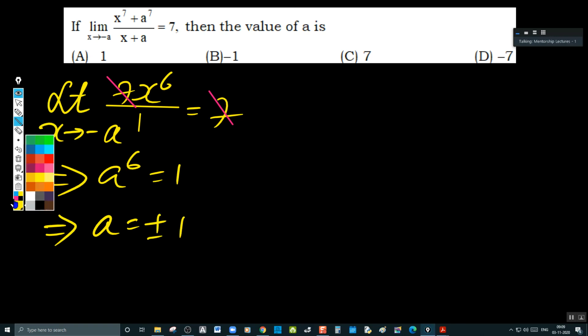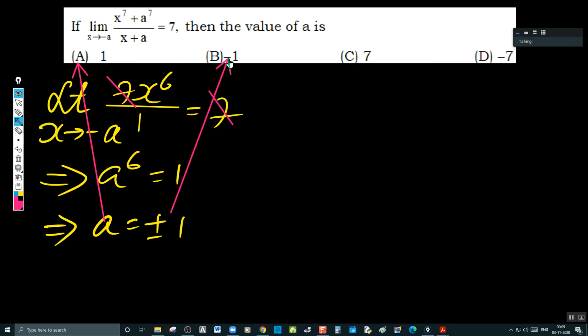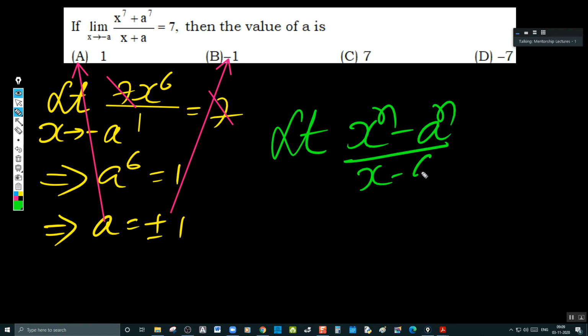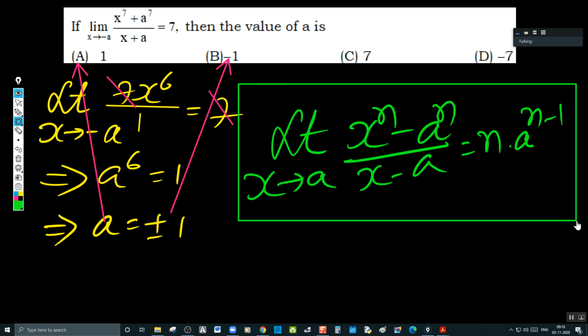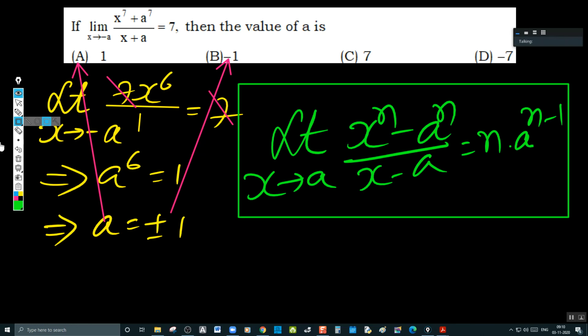It is a simple problem, and even if you don't remember the derivative method, that is L'Hospital's rule, you can do this. Which formula is to be used here? Limit of (x^n minus a^n) upon (x minus a) as x tends to a is equal to, anyone please? n into a^(n-1). That's it, you can make use of this. Yes, it is done.